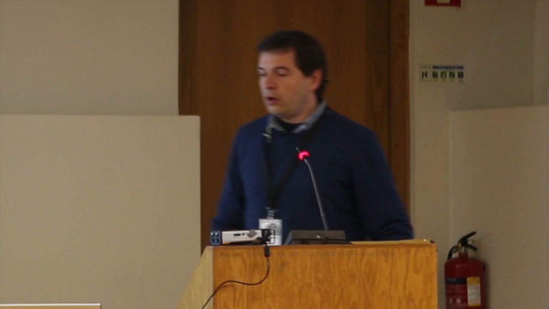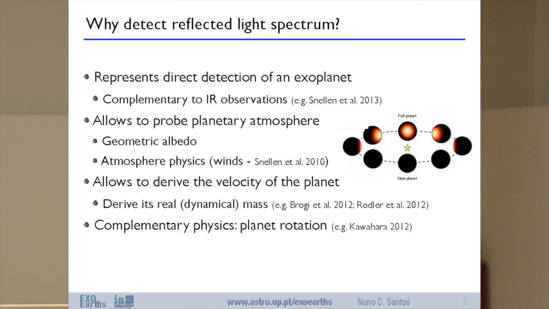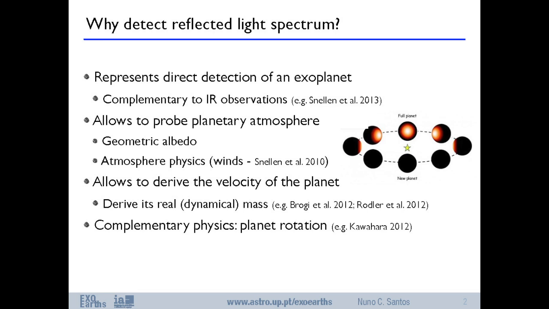So the first question we can ask is, why do we want to detect the reflected light spectrum of a planet? Well, first, because it basically represents a direct detection of a planet. So it's another evidence that the planet is there, and that's important. When I talk about reflected spectrum, I'm basically talking about optical reflected spectrum, and it can be seen as complementary to infrared observations, where you can try to see the emitted spectrum. Secondly, detecting the reflected light also allows us to probe the planetary atmosphere, or try to derive the planetary geometric albedo, and atmosphere physics like winds and other things.